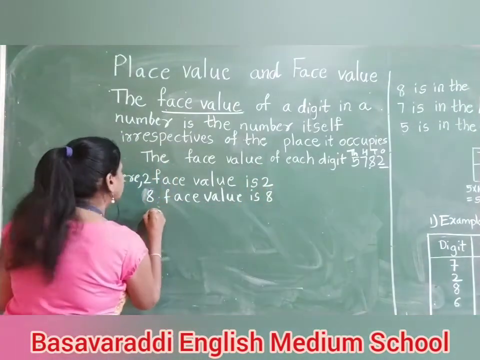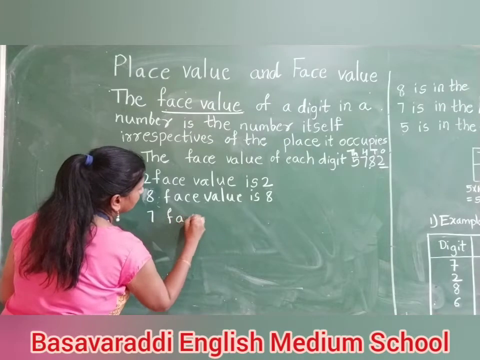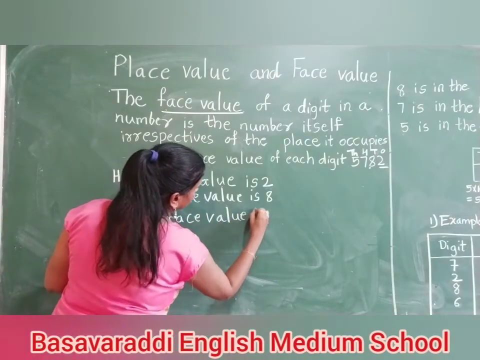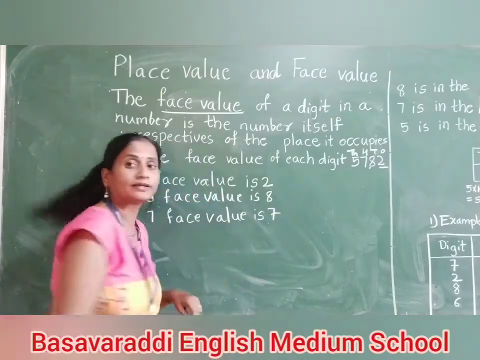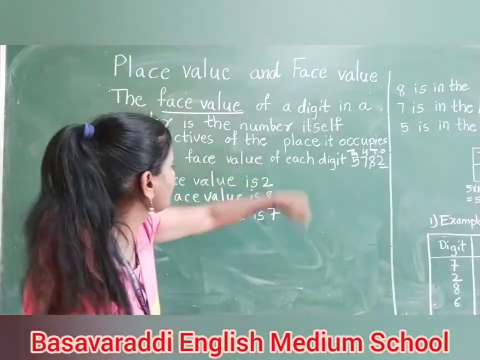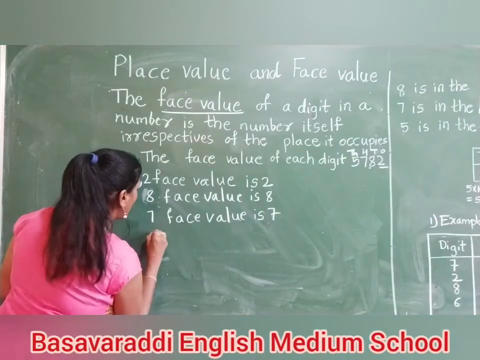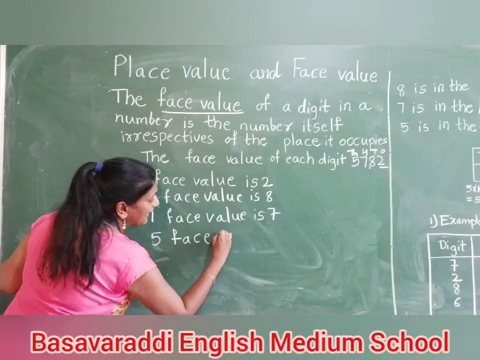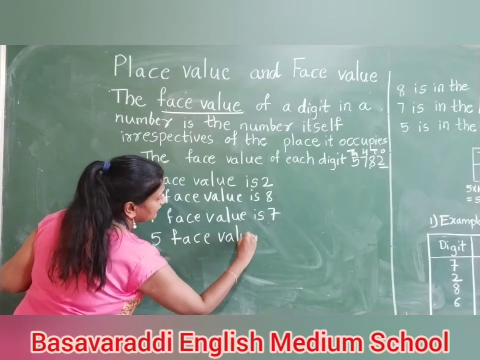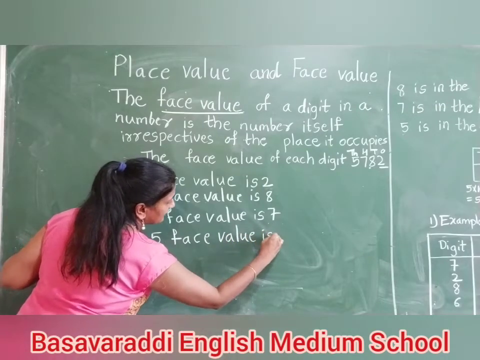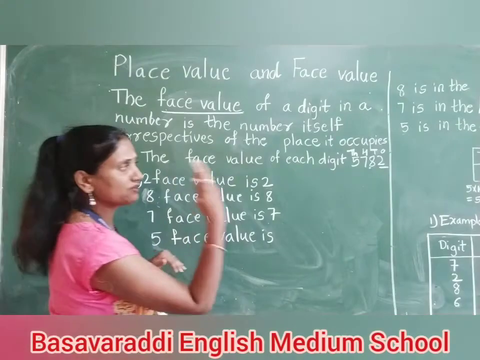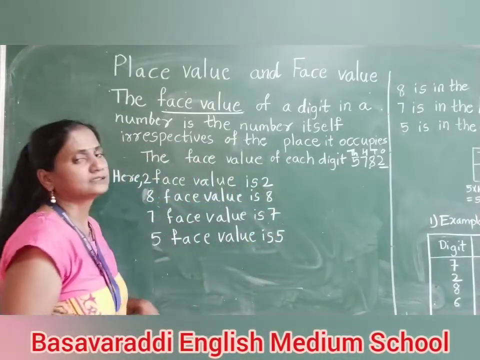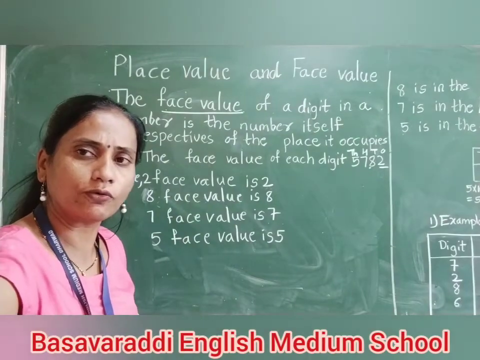Now 7. The place value of 7 is 7. Okay. Now find the 1000's place. Here the place value is the digit itself, so the digit 5 has place value 5. Let us solve some more examples now.